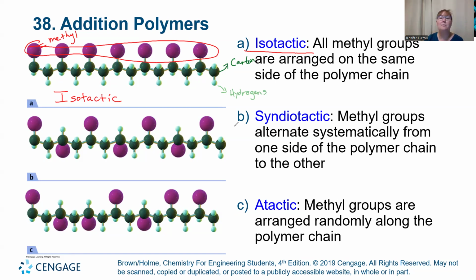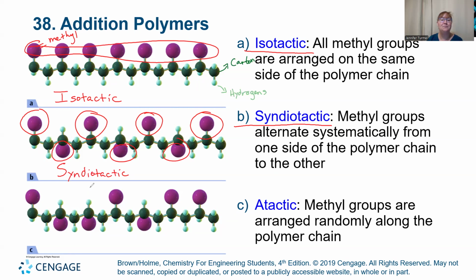Now in B, you have a syndiotactic polymer. So this is our syndiotactic. And in this one, your methyl groups alternate systematically. So every other carbon, they're either on the top of the chain or the bottom of the chain, and they switch sides opposite. And then the hydrogens switch sides as well.